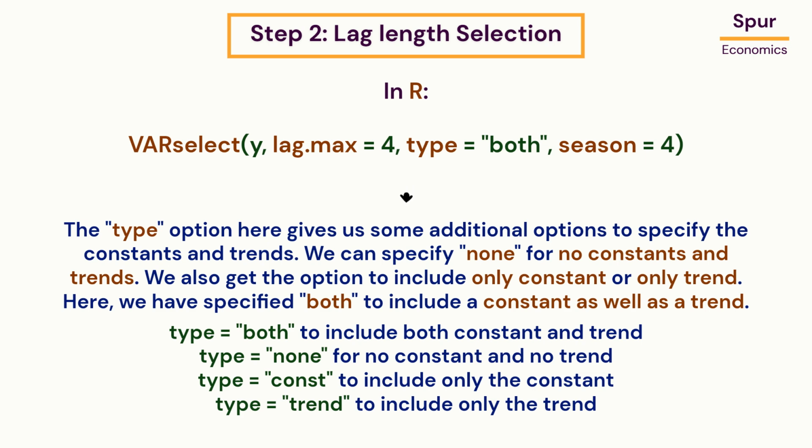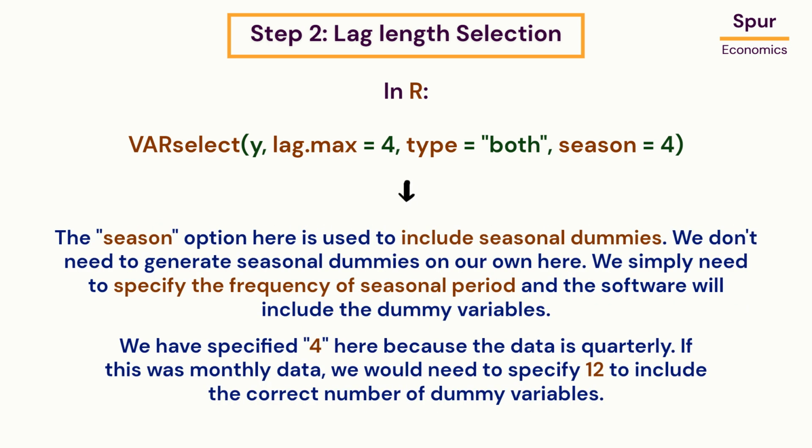We can specify none for no constants and trends. We also get the option to include only constant or only trend. Here, we have specified both to include a constant as well as a trend. The season option here is used to include seasonal dummies.